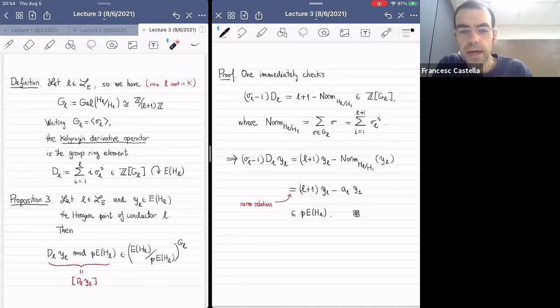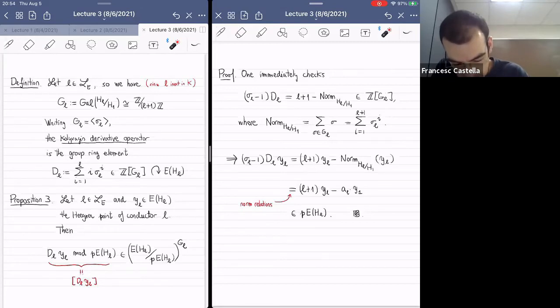Okay, and the comment I wanted to make regarding why this is called a derivative operator. Another way to see that is, as we just saw, when we apply this L plus 1 minus norm, we get something that becomes divisible by P, and on which sigma L is acting trivially. In other words, sigma L is the same as 1. So applying this DL is the same as taking that expression and dividing by sigma L minus 1. Okay, so it's a formal operation that resembles taking an actual derivative.